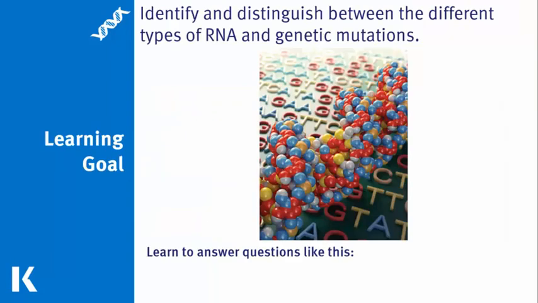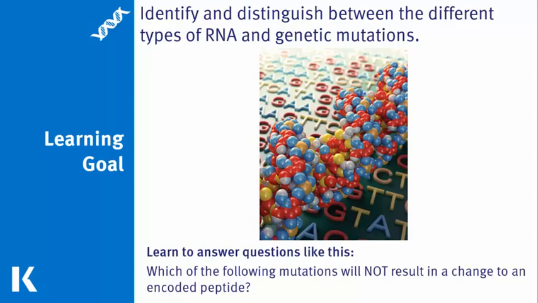Our learning goal for this video is to distinguish between the different types of RNA in our agenda and the different types of genetic mutations. Our learning goal will enable us to answer MCAT-style questions like this one about mutations and their effects on an encoded peptide. So let's get going.